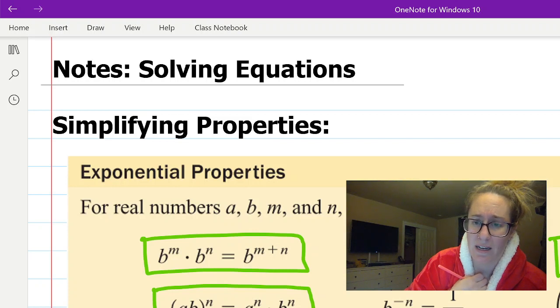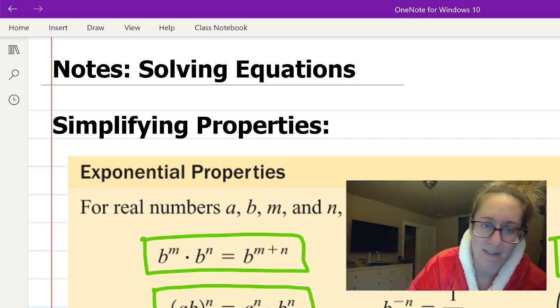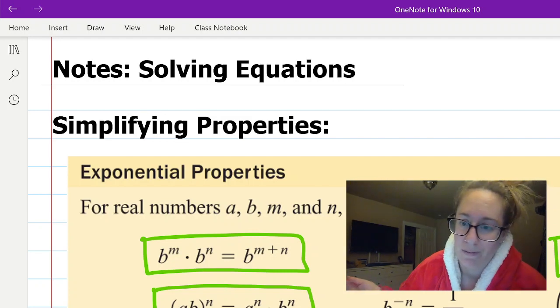And then negative exponents. Truthfully, all of these are important. I don't know why I said let's focus on these ones. You need all of these.